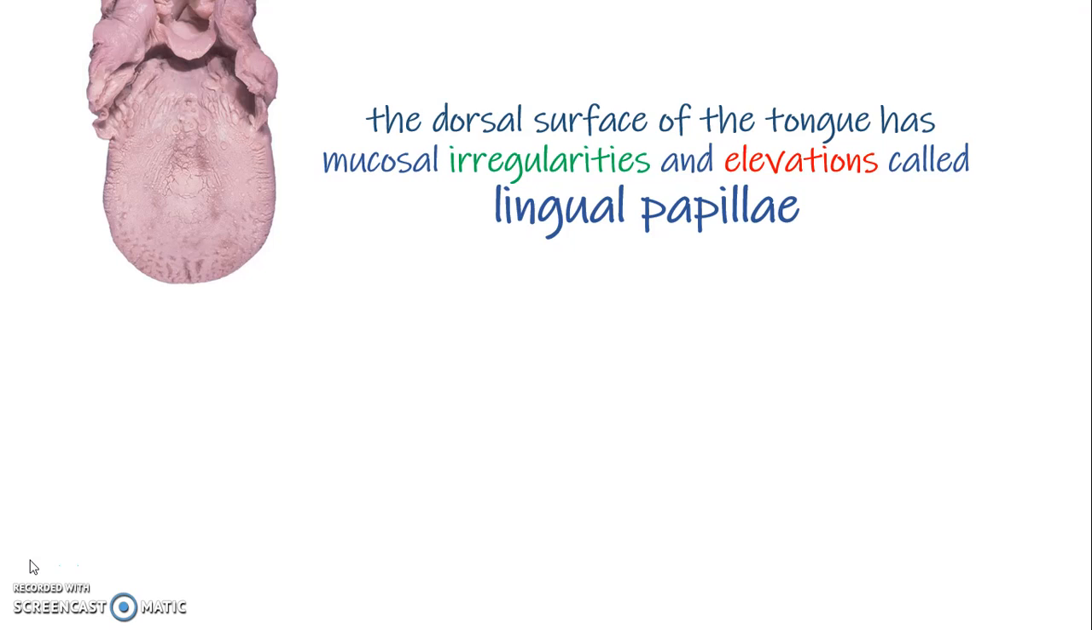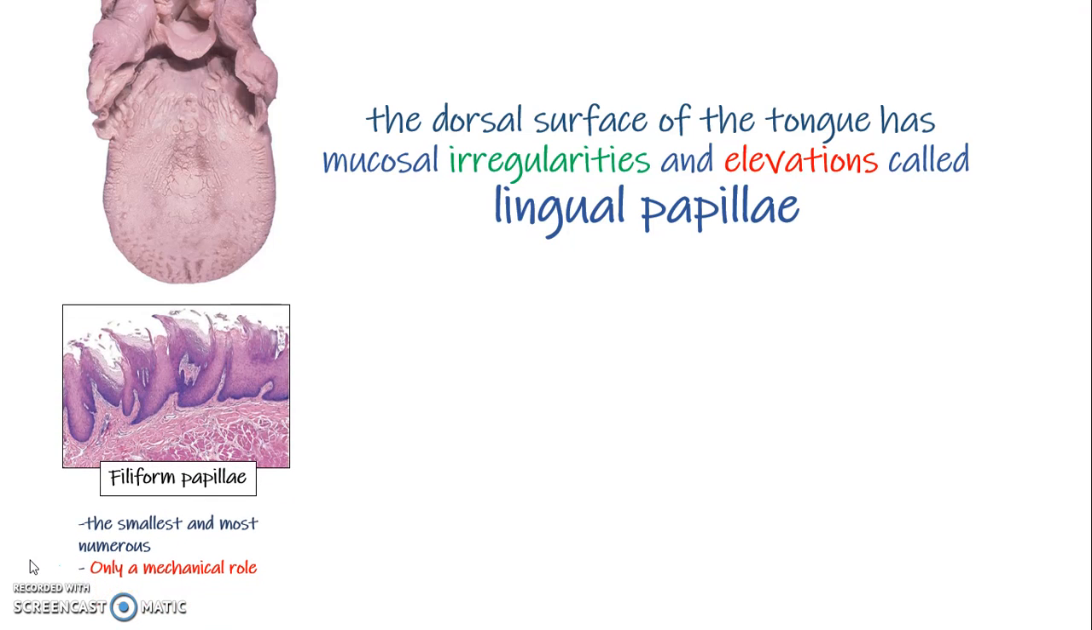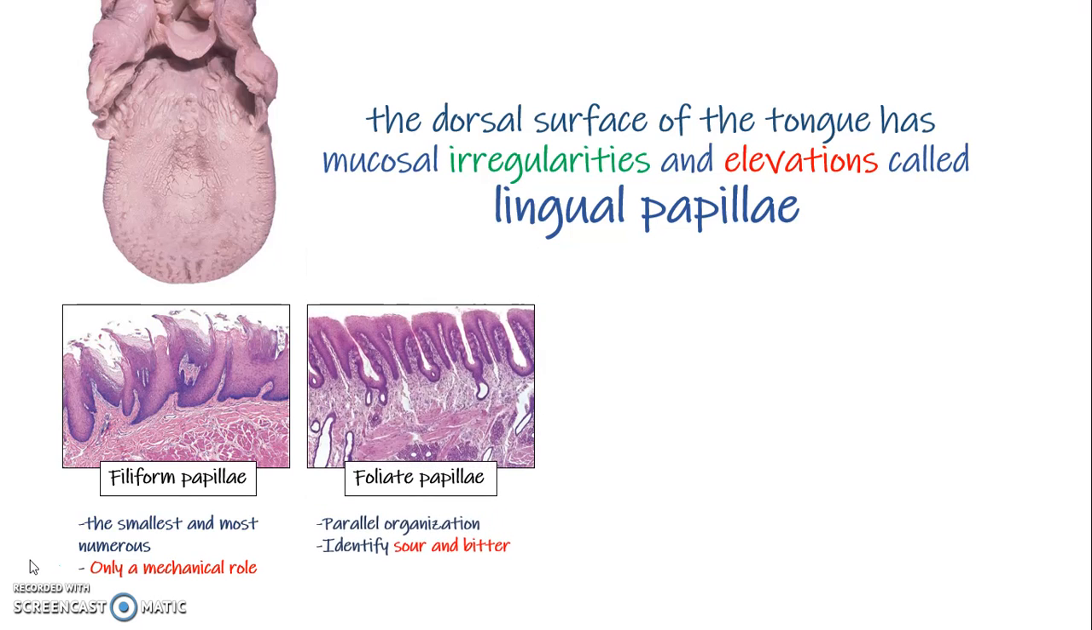The dorsal surface of the tongue has mucosal irregularities and elevations called lingual papillae. We have filiform papillae. They are small, the most numerous, and only serve a mechanical role. We also have foliate papillae. They have a parallel organization and they help identify sour and bitter.